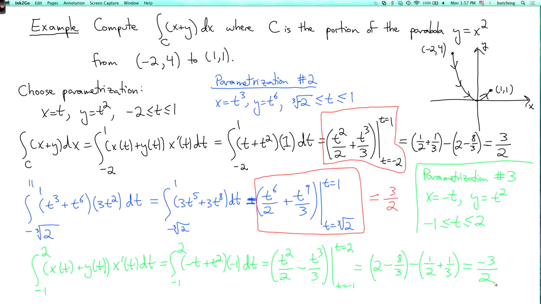So you might think, well, we screwed up somewhere because we were supposed to get plus 3/2. But remember, switching the orientation switches the sign. So in parameterization number 3, I'm starting at the point (1, 1) and ending at the point (-2, 4). So that parameterization has the arrows going the other way. So we're supposed to get minus what we got before. Okay, so that's an example of how to compute integrals with respect to x and how they depend or not on the parameterization.